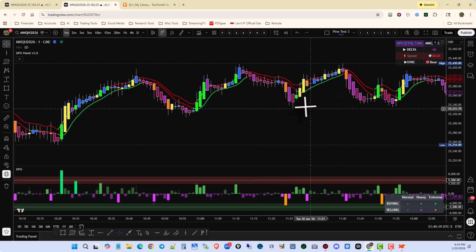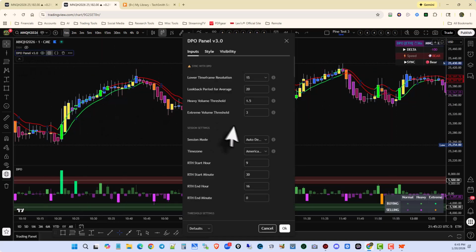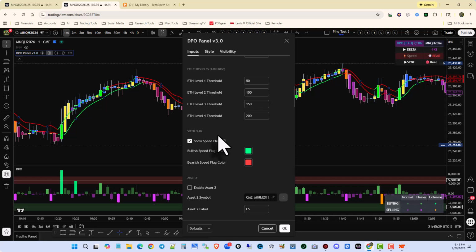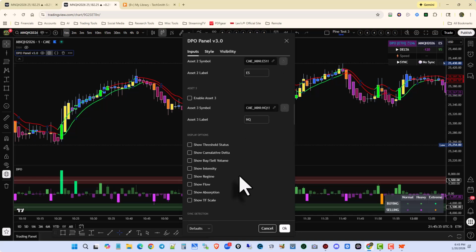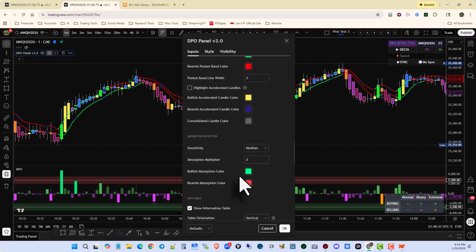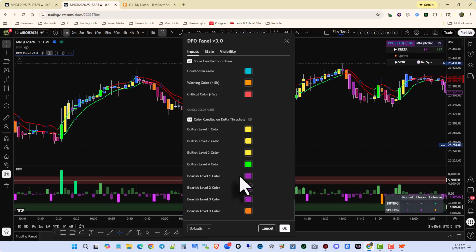So if we look at that, and let's put this in the middle of the chart, we have 1 second data. We want to sync that with the DPO down there, right? And let's drop this down. We're going to enable ES, right? Come down here and look at the colors, right?